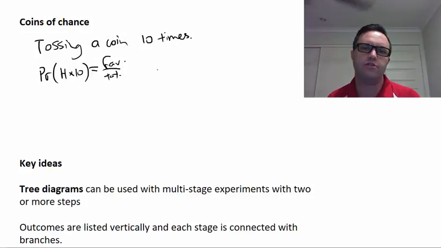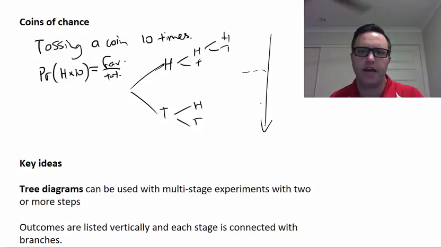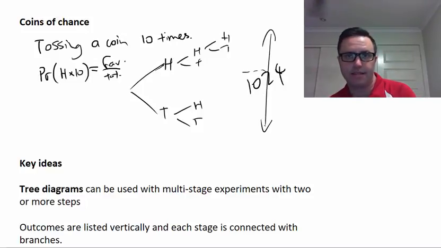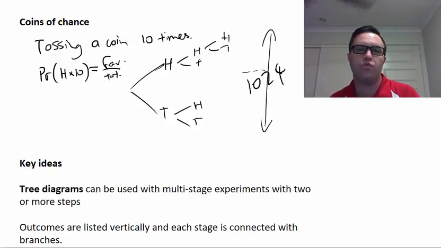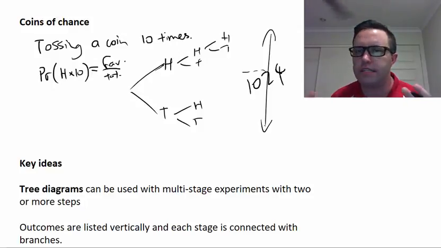But you can also draw out a tree diagram. So, we've tossed the coin. Our first one could be heads or tails. And then our next one could be heads or tails. And this one could also be heads or tails. And then this next one could be heads or tails, and etc. It ends up going down, so you'll end up having 1,024 different possibilities in the end. So there is a 1 in 1,024 chance that this will happen. So really, you'd have to be tossing coins for a while to get this to happen.